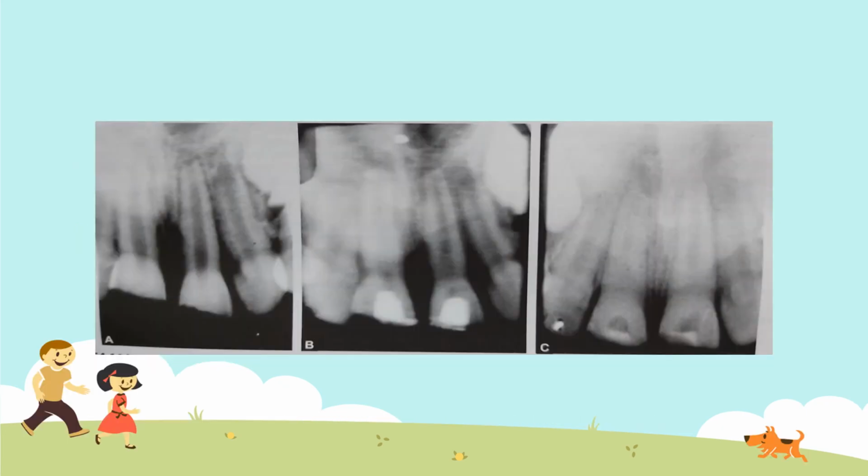This is a radiographic representation of apexogenesis. Picture A shows the traumatic injury to an immature permanent tooth, and radiograph B shows that the calcium hydroxide apexogenesis was done. In C, there is continued root growth with the maintenance of vitality.